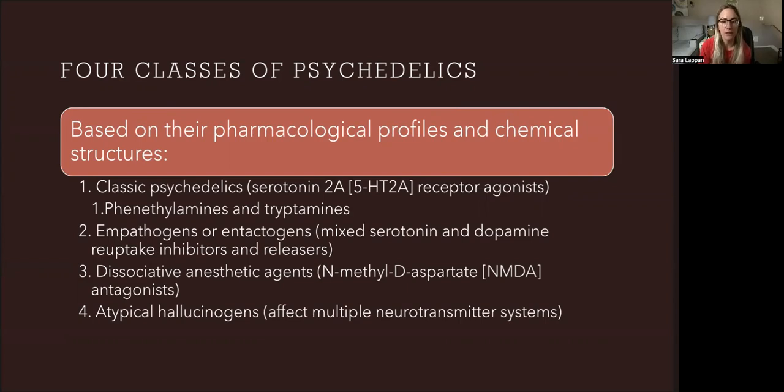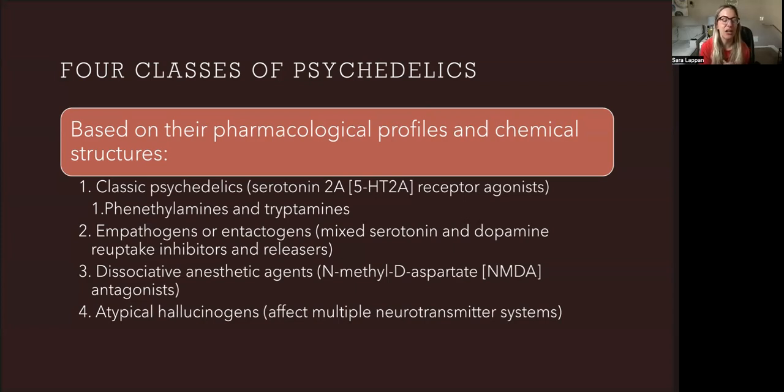And then within classic psychedelics, there's phenethylamines, which are organic compounds that act as central nervous system stimulants in humans. And then there are tryptamines, which share their core structure with the neurotransmitter serotonin and modulate multiple targets, including 5-HT receptors, monoamine transporters, and trace amine associated receptors. Tryptamines are a compound of which serotonin is a derivative produced from tryptophan by decarboxylation.